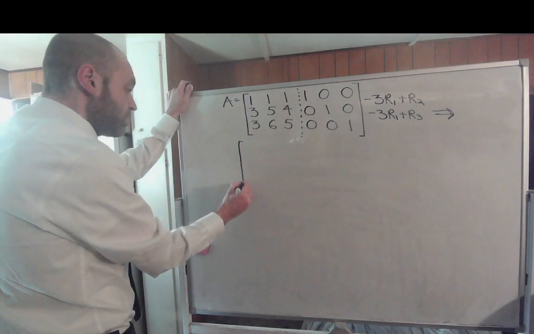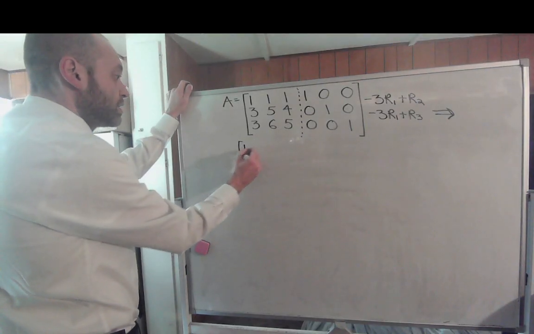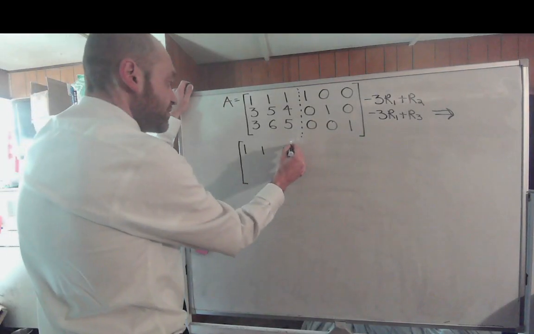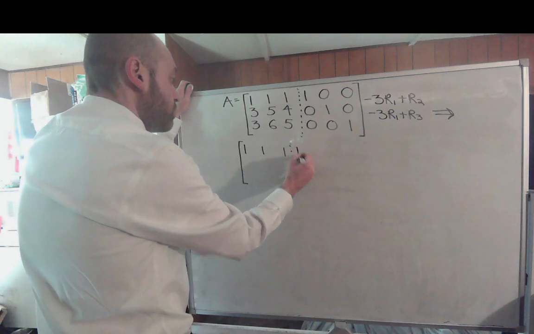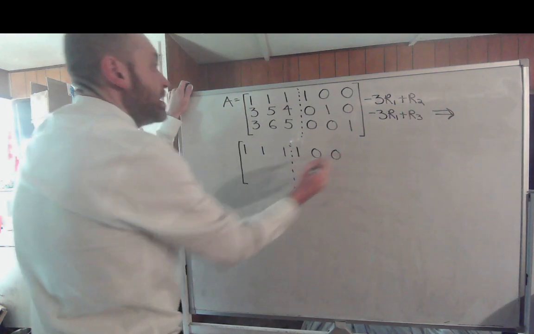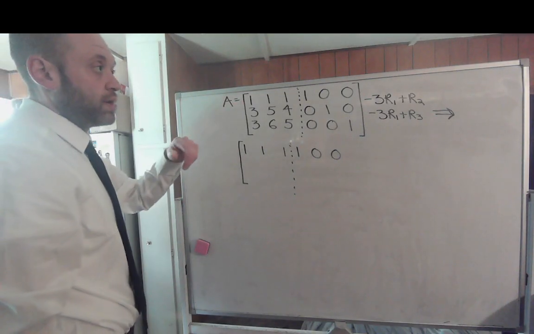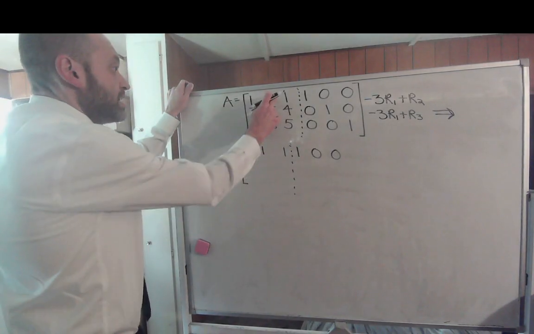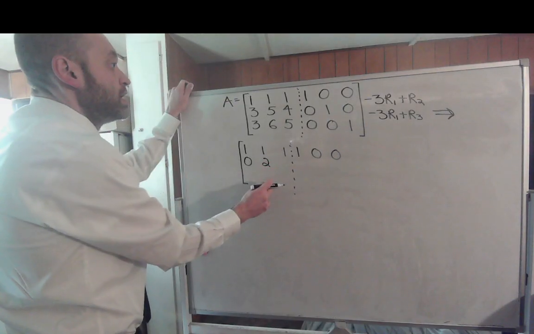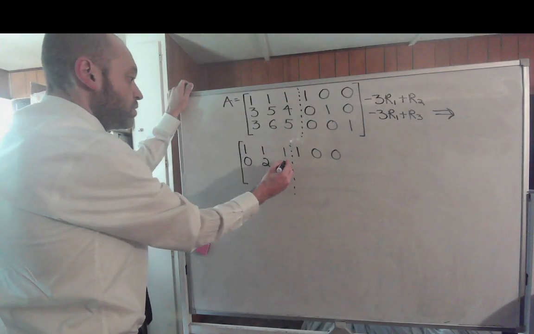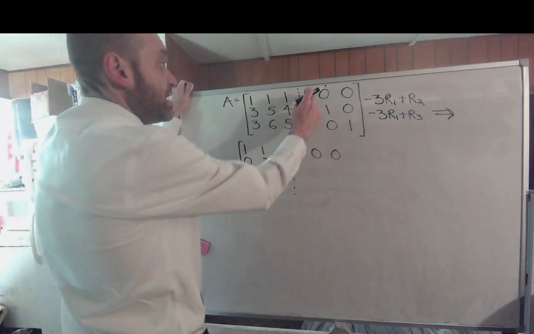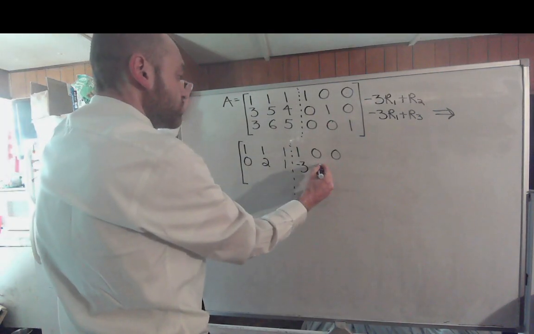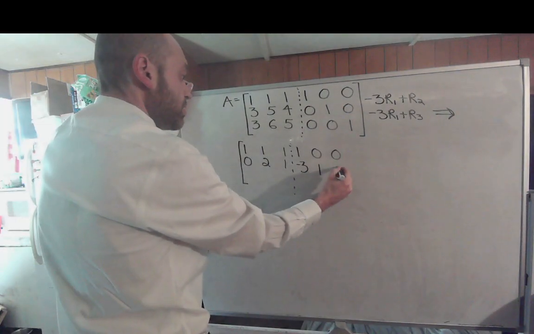If we do that, you'll leave row 1 alone temporarily. You'll have 1, 1, 1, and then to the right of the line of augmentation, you'll have 1, 0, 0. Now, if I take negative 3 times row 1 and add it to row 2, negative 3 plus 3 is 0. Negative 3 plus 5 is 2. Negative 3 plus 4 is 1. And then negative 3 plus 0 is negative 3. 0 plus 1 is 1. 0 plus 0 is 0.